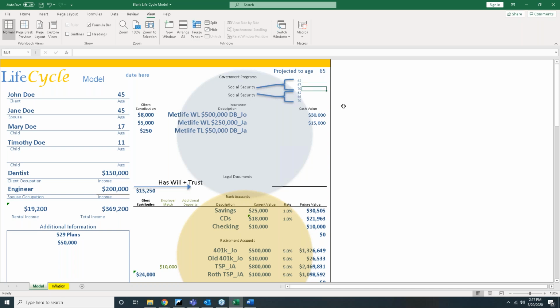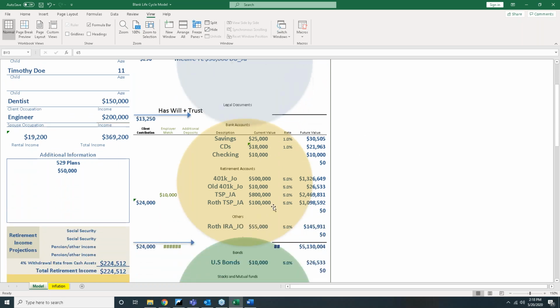All right. Now, if you see here, the future values have increased by 5% or 1% based on the time of the first person's age. Since John Doe is the first one in the client spot here, it is based off of their age, not their spouse's. That's one important key thing to remember: the model is based off of the first person's age to their projected to age.